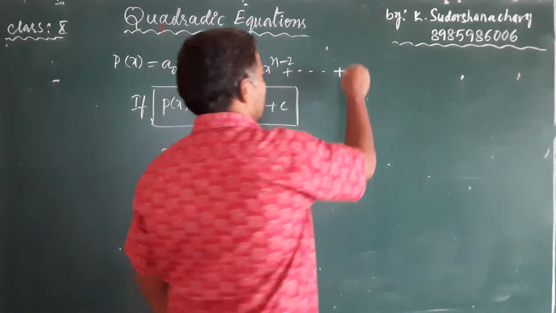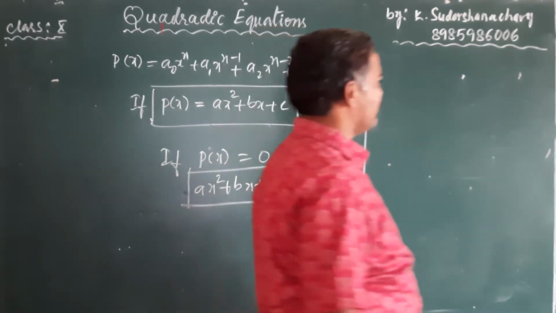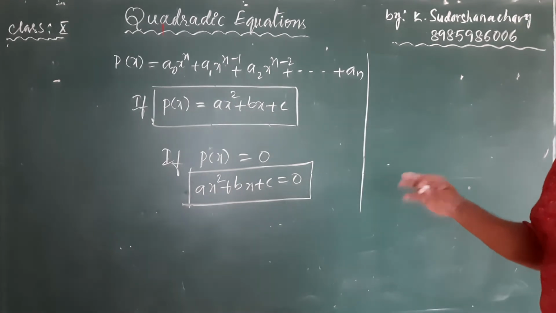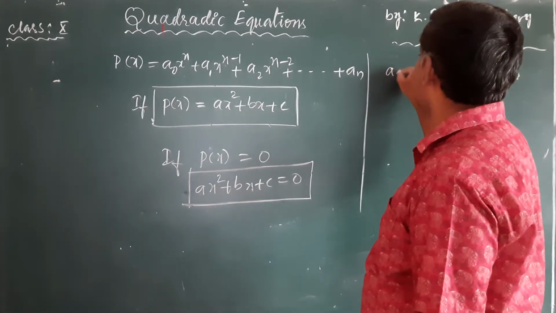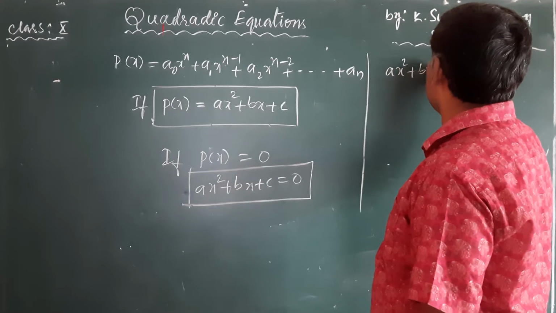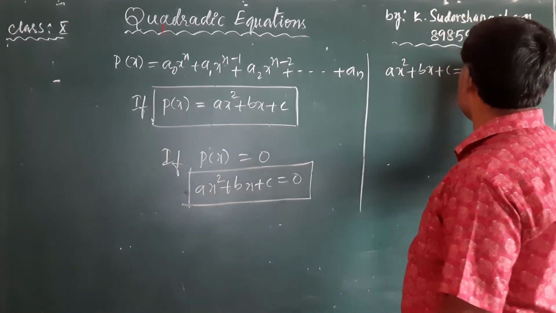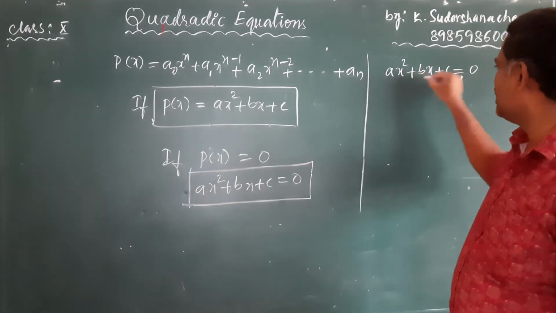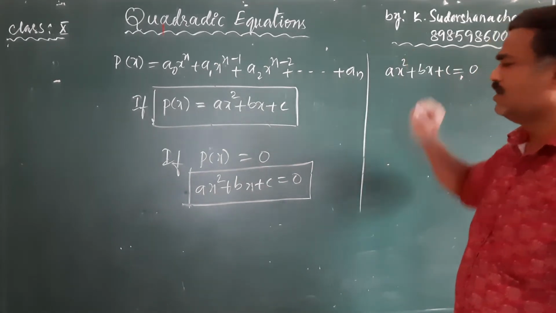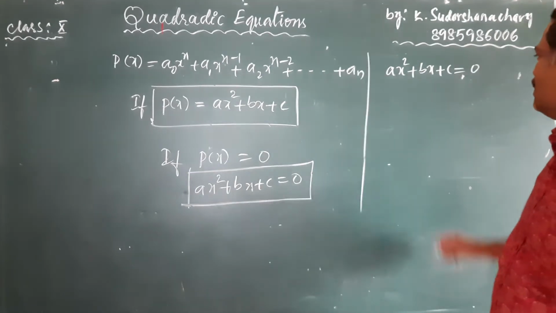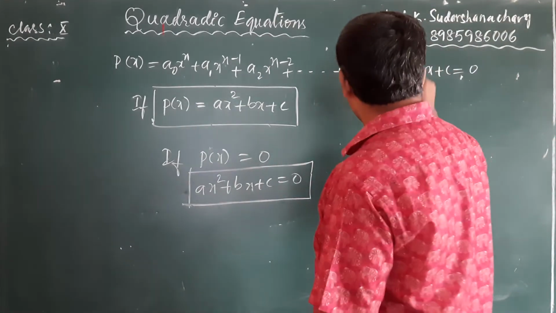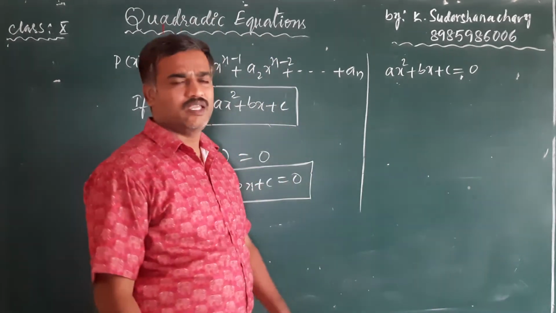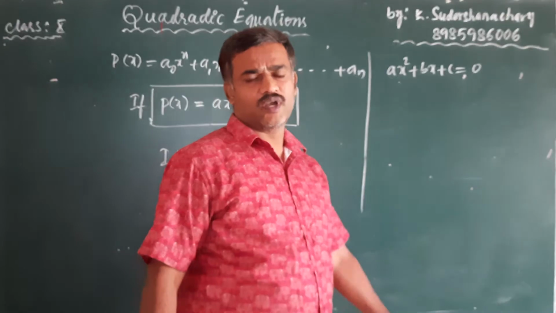Also we can say that an algebraic equation which contains second degree is called a quadratic equation. ax square plus bx plus c is equal to 0 is an algebraic equation of degree 2. This is the standard form of a quadratic equation.